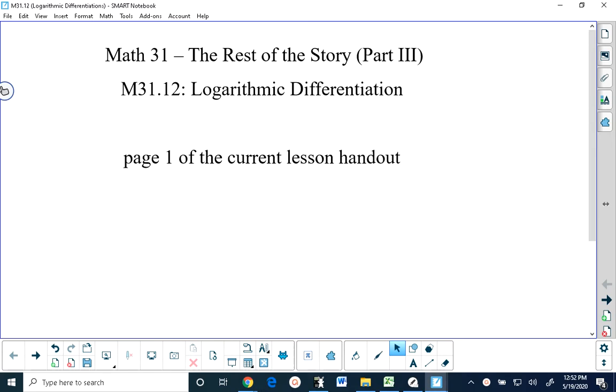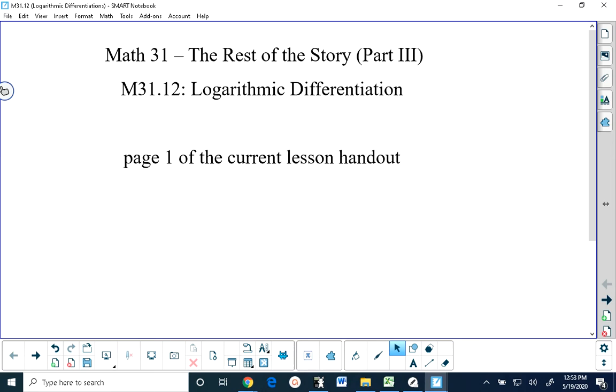We're moving on today, and this is lesson 31.12, where we are doing something called logarithmic differentiation. And once this lesson is done, we will be done with differentiation. So after today, what we're going to be looking at is the opposite of differentiation, which is called integration or anti-differentiation.